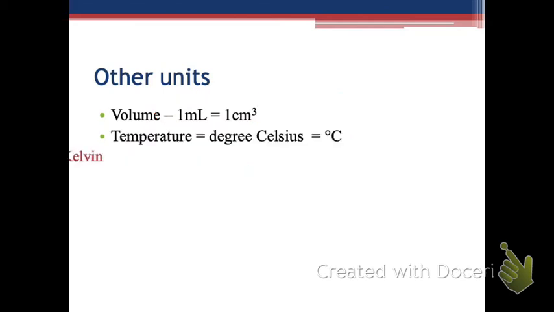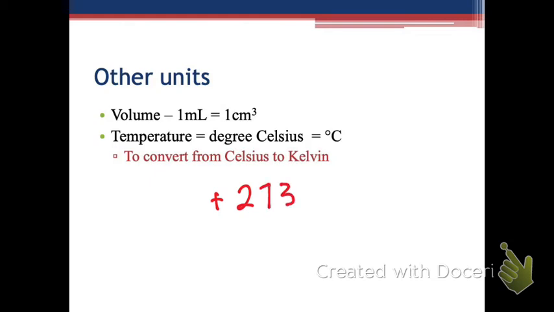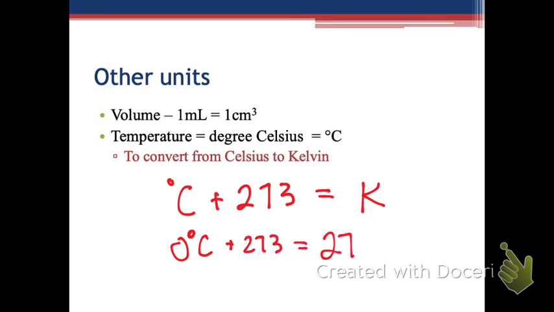Okay? We can use temperature in degrees Celsius, but there's an easy conversion to go from Celsius to Kelvin. If I need to convert from Celsius to Kelvin, I'm going to add 273. So I would take Celsius plus 273 equals Kelvin. Does anyone know what temperature water freezes at in Celsius? It's at 0. So if I have 0 degrees Celsius plus 273, that means water freezes at 273 Kelvin.